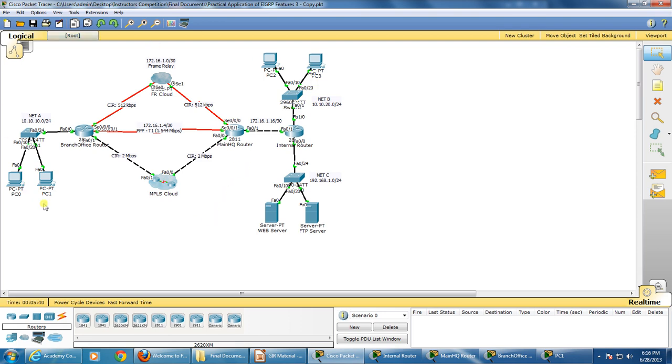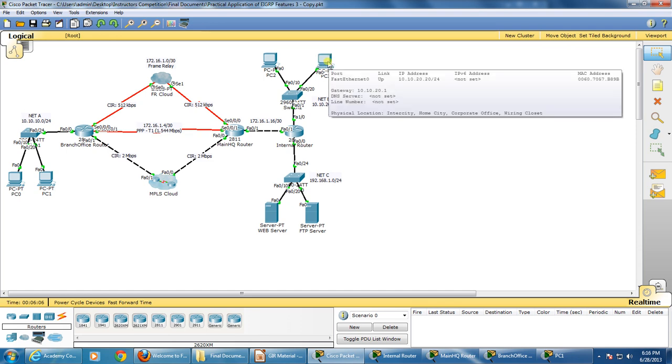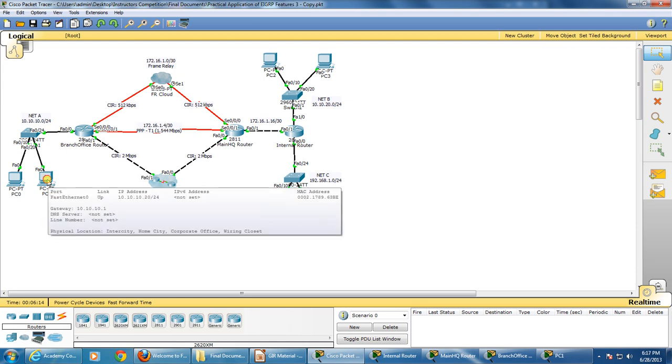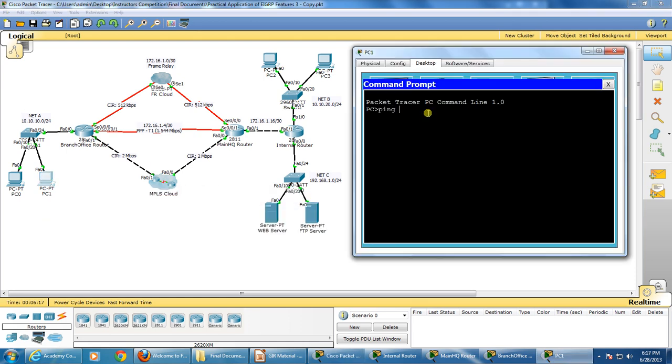If you take a look at our topology, you will notice that net A and net B come from the same subnet block, a class A network of 10. To check if they really don't have connectivity, perhaps we can ping these PCs. PC3's IP address is 10.10.20.20, and our FTP server here is 192.168.1.20. So we can try to ping it from PC1 using our ping command.